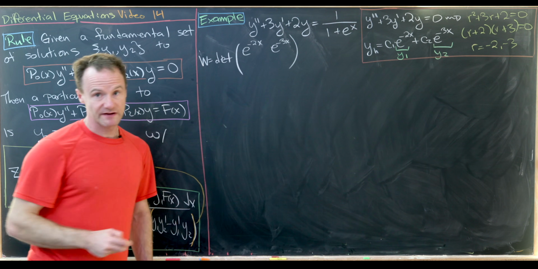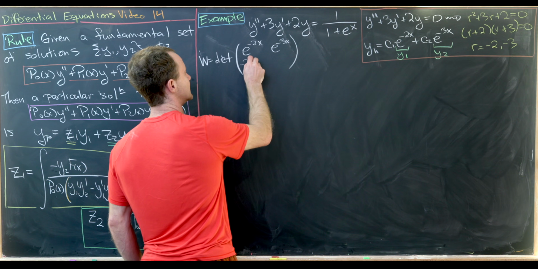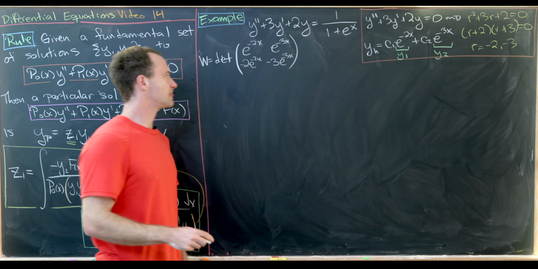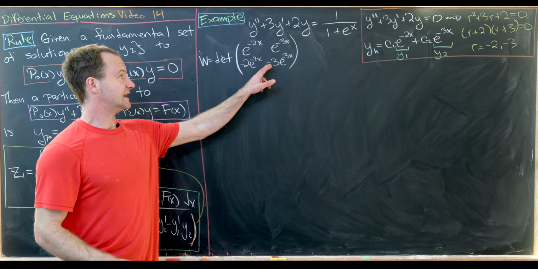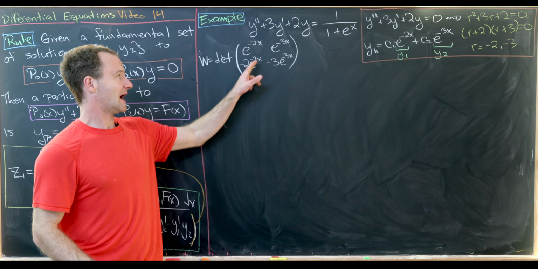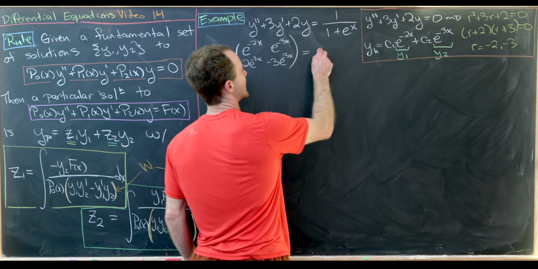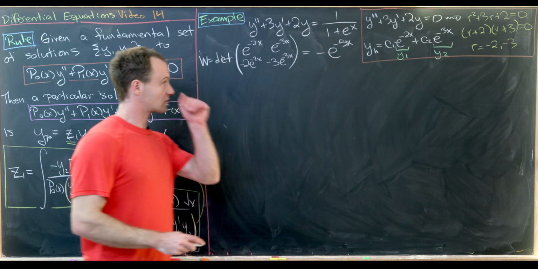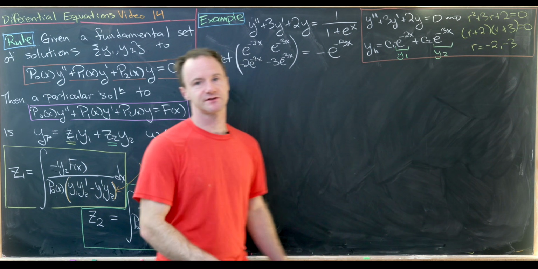And then their derivatives in the second row. So that'll be minus 2 e to the minus 2x and minus 3 e to the minus 3x. So what do we get when we take that determinant? We'll get -3 e to the minus 5x from this, and then minus a -2 e to the minus 5x. So that all adds up to negative e to the minus 5x. So that's our Wronskian in this case. That's the thing that's going to show up in these denominators.